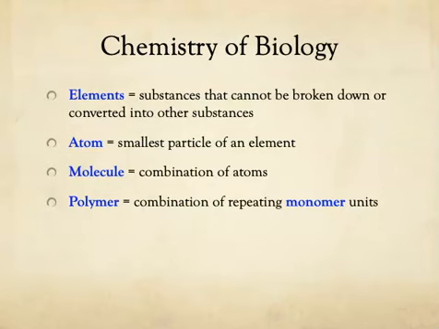Molecules, remember, are combinations of atoms. Atoms that are connected to each other through covalent bonding. And the other term we need to be familiar with is this term polymer. A polymer is a molecule that's built by combining the same molecule to itself over and over and over again. We refer to these subunit molecules as monomer units. When you join several monomers together with covalent bonds, you build a polymer.